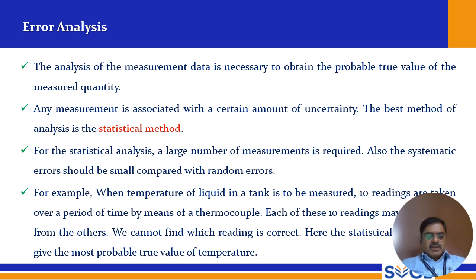So coming to error analysis, error analysis of measurement data is necessary to obtain the probable true value of the measured quantity. Any measurement is associated with a certain amount of uncertainty. The best method of analysis is statistical methods. So statistical methods give the best result analysis, that is error analysis. For statistical analysis, a large number of measurements are required. Also, the systematic errors should be small compared with random errors. So the error analysis can be performed very effectively using statistical methods.